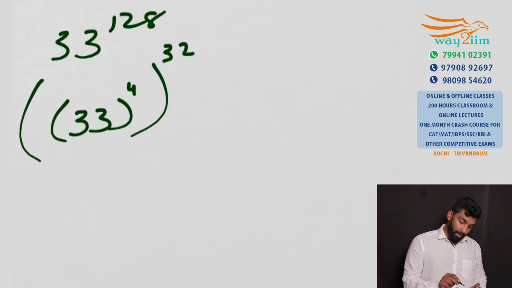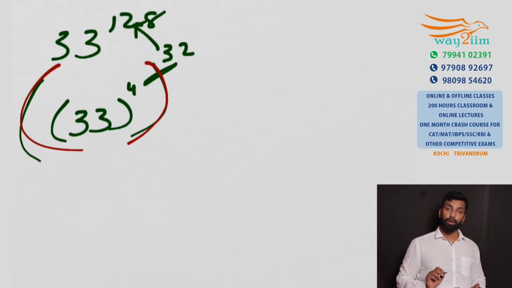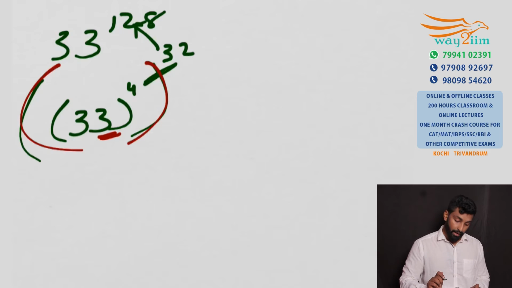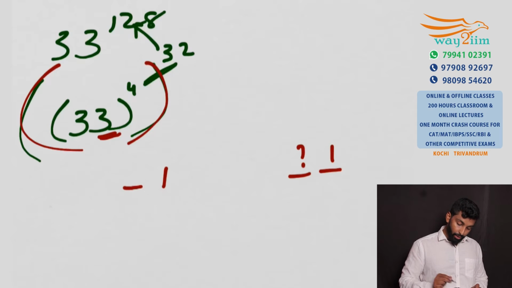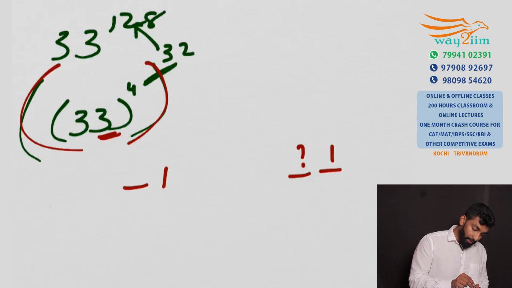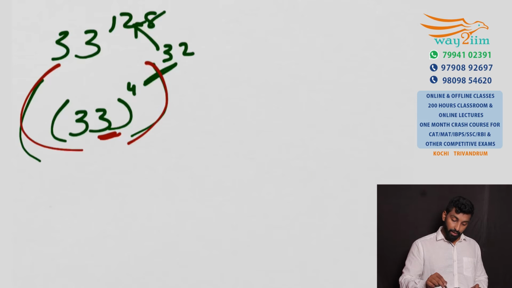I am not changing the number. 4 into 32 is what? That is 128 only, but I am writing it in this way. With that I made sure that the number in this bracket is going to end in 1, because the fourth power of 3 will always end in 1. So I am sure that this number is ending in 1. I understood that the last digit is 1, but to get this digit, I need to know this digit. Now how will I find that? So this much I'm sure all of you understood.